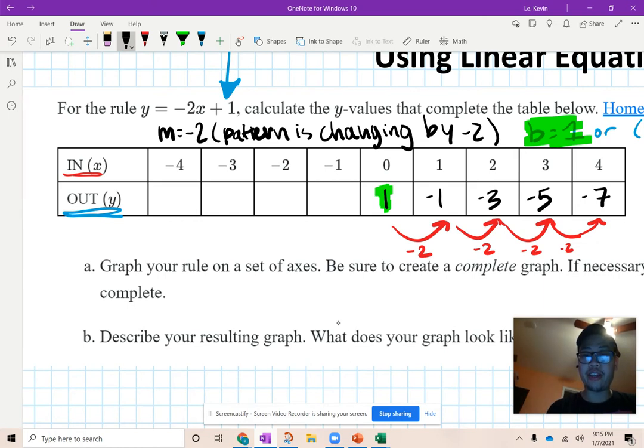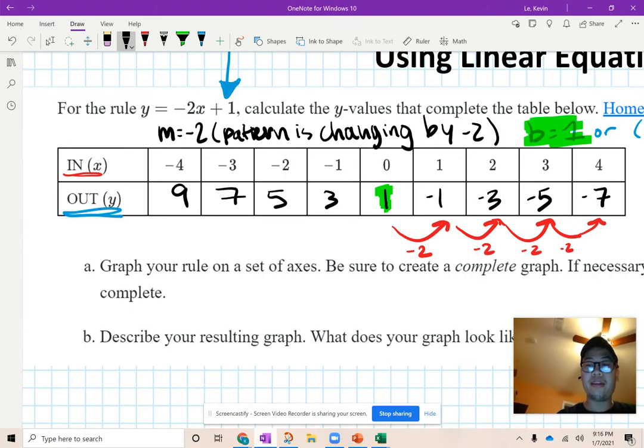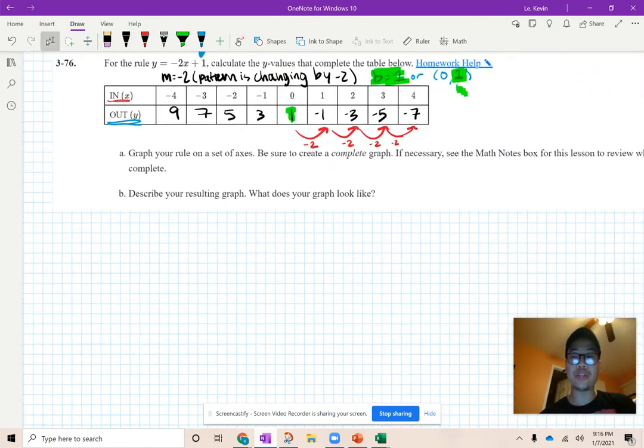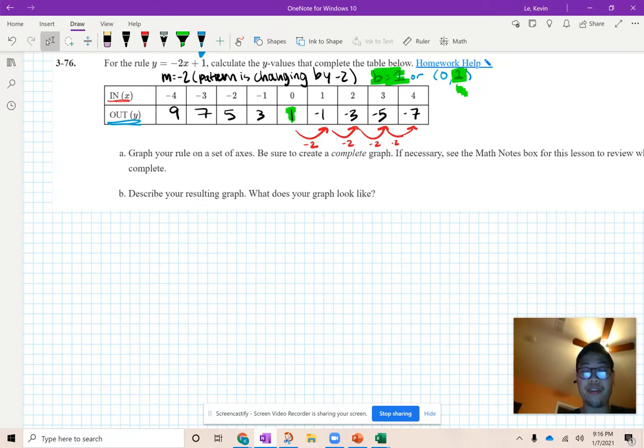Another thing I can look at over here at the previous values, if I'm going backwards, then reverse the pattern. So I just have to add by 2 to find the other values. So I know this is going to be 3, it's going to be 5, it's going to be 7, and it's going to be 9. So now that I have all my tables, now I can actually do something with it. I can actually graph, right?